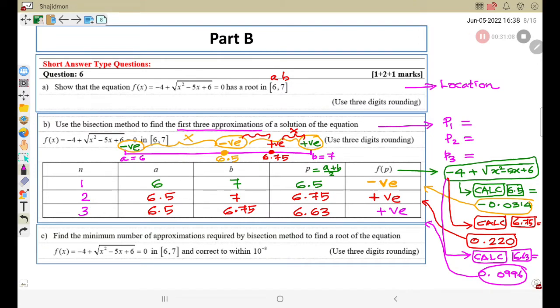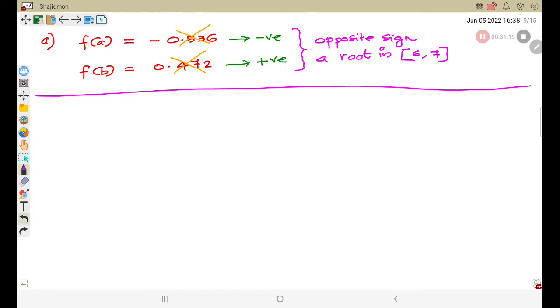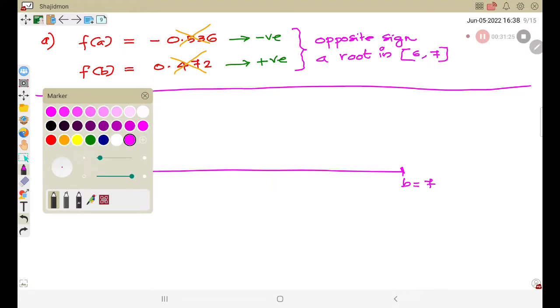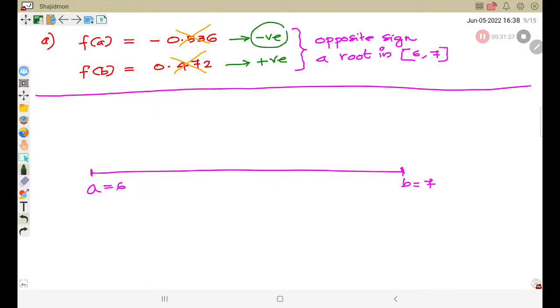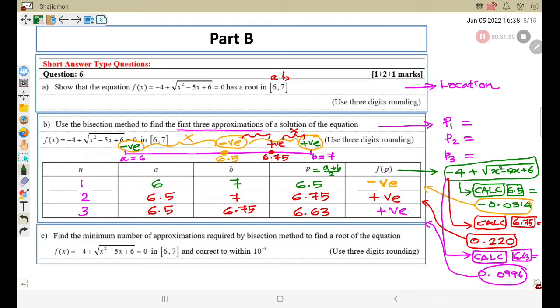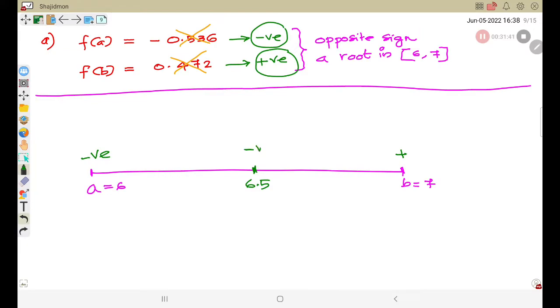So we got what is P1, what is P2, and what is P3, okay? So if you want, I will show that one what we did in the steps, okay? So first we started with A number and B number. A number is 6, B number is 7, okay? So first we calculated f of a is negative, so here we are putting negative. F of b, here we have positive. Then we find the middle, 6.5, what was the sign? Negative sign, correct? So here negative.